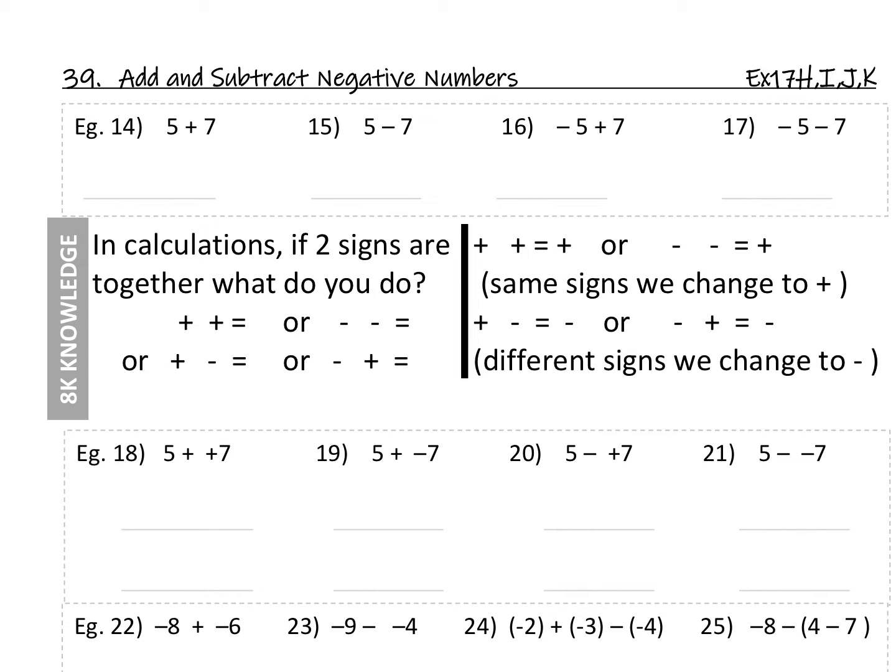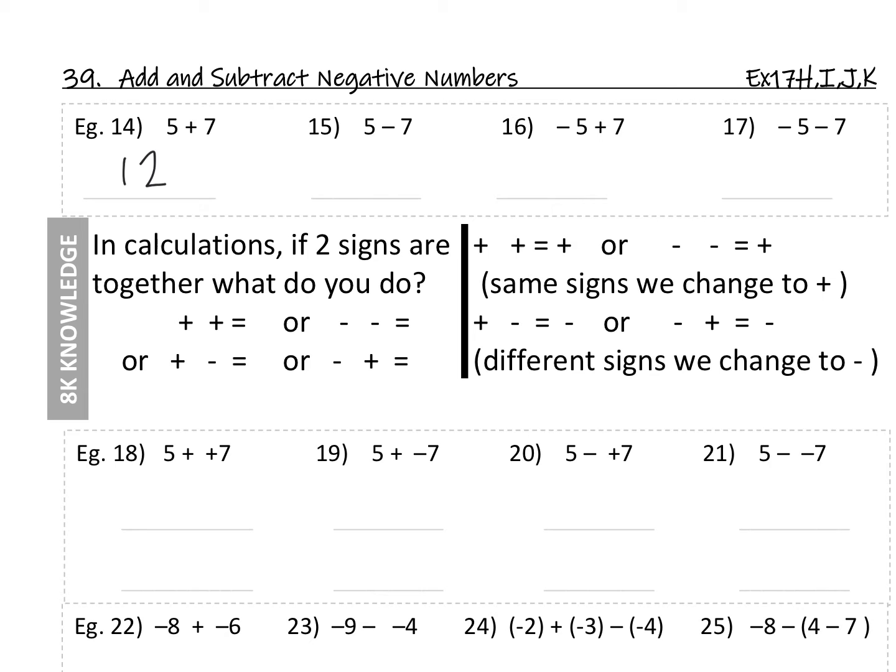Adding and subtracting negative numbers. Pause the video and have a go at examples 14 through to 17. Example 14. 5 plus 7 is simply, you're on the number line at 5 and you add 7, you go up 7 spaces and that will give you 12.